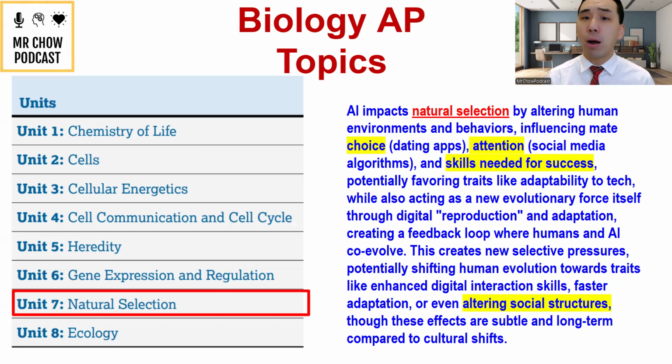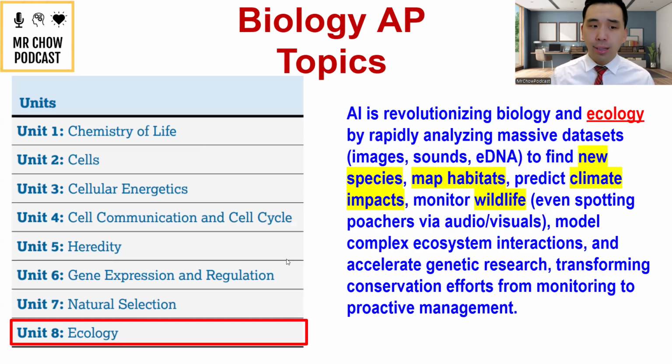AI impacts natural selection by altering human environments and behaviors, influencing mate choice, even dating apps, attention, social media algorithms, and skills needed for success. So it takes a look at adaptation, reproduction. It looks at altering social structures. I thought that was very interesting. So AI is impacting all of them. And let's look at the last one, ecology.